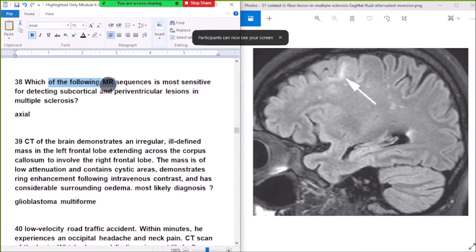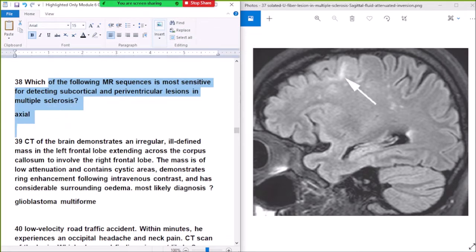Which of the following MR sequences is more sensitive for detecting subcortical and periventricular lesions in multiple sclerosis? Axial. This is cyclical, but axial is most sensitive for detecting subcortical and periventricular lesions in multiple sclerosis.